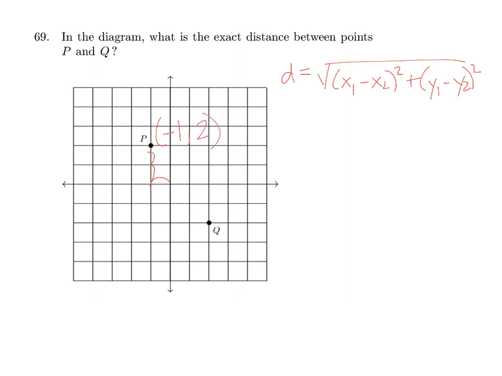And over here I have 1, 2, 1, 2. Okay, so I go right 2 and then I go down 2. Alright, there we go. So I have d is equal to x sub 1, which is negative 1, minus x sub 2, which is 2. Then I have y sub 1, which is 2, minus y sub 2, which is negative 2.